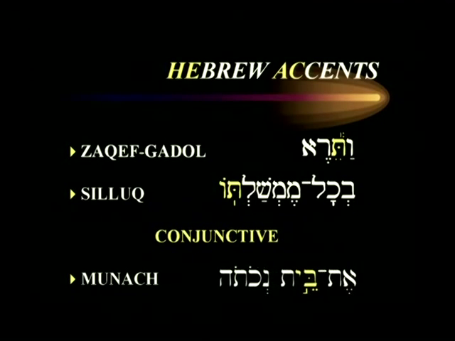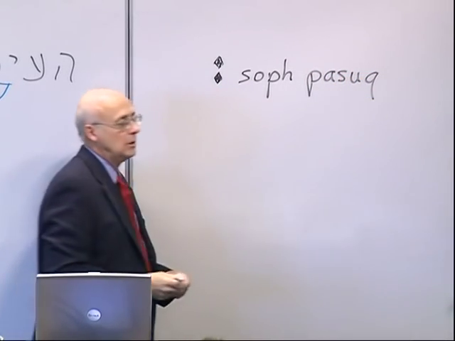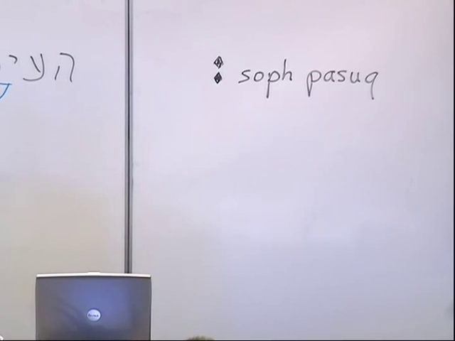The only conjunctive accent you need to remember is munach. It looks like a backward L. It is the strongest conjunctive accent. These are all given for you in detail in chapter 5 of your textbook. Yes? What is the double diamond being called again? Sof pasuk. Sof means end. Pasuk means verse. Sof pasuk means end of verse.